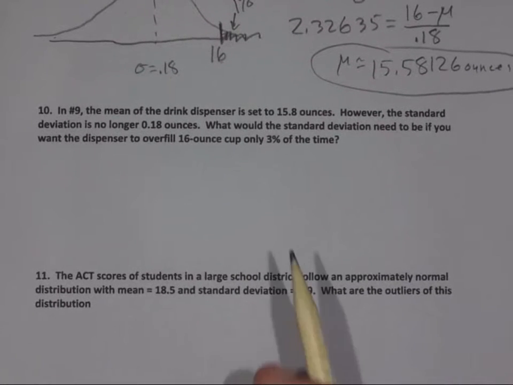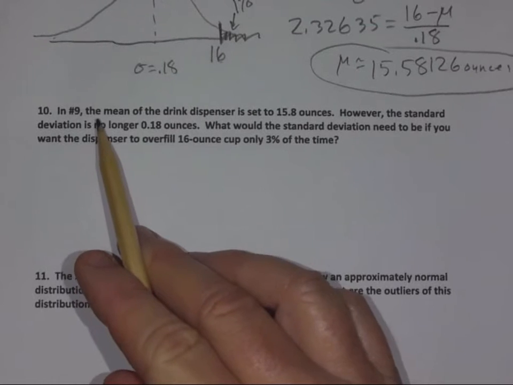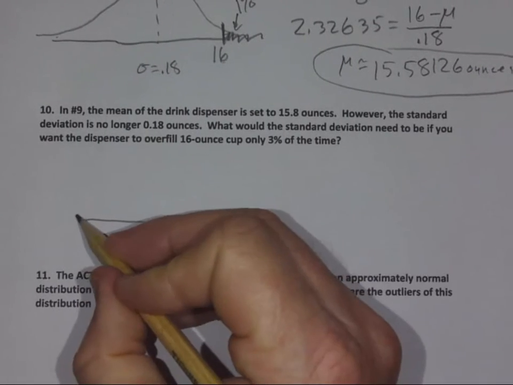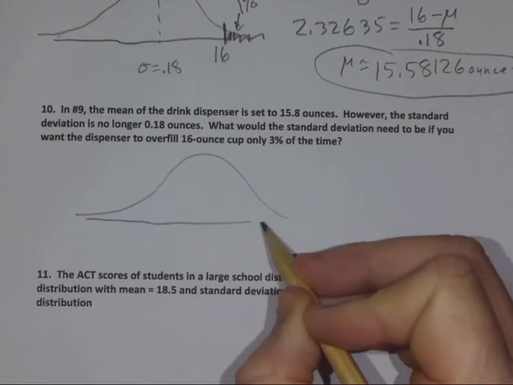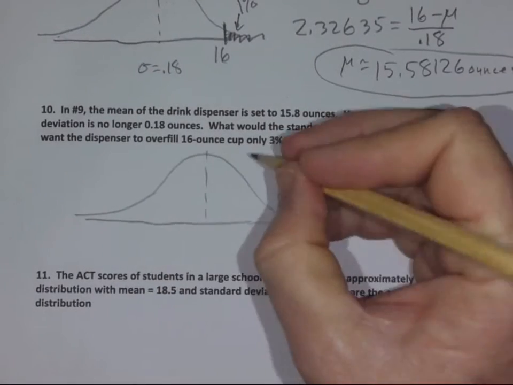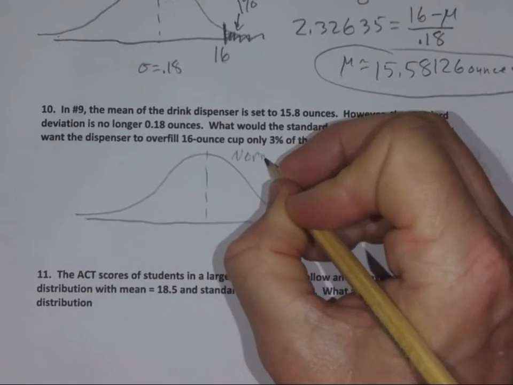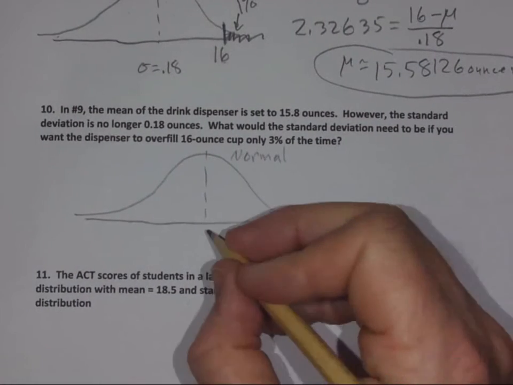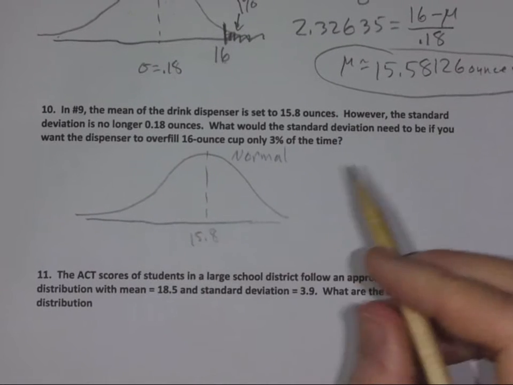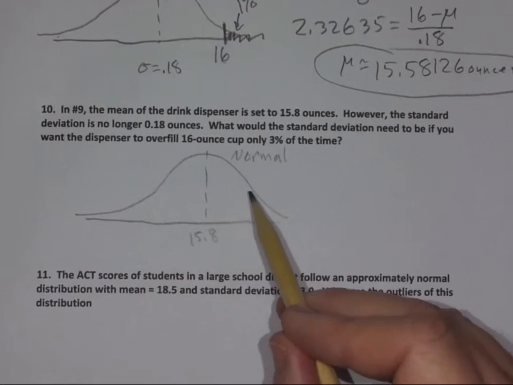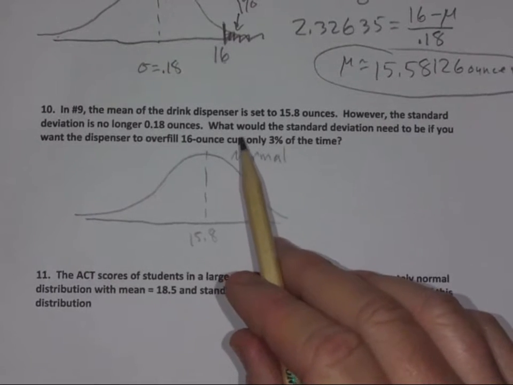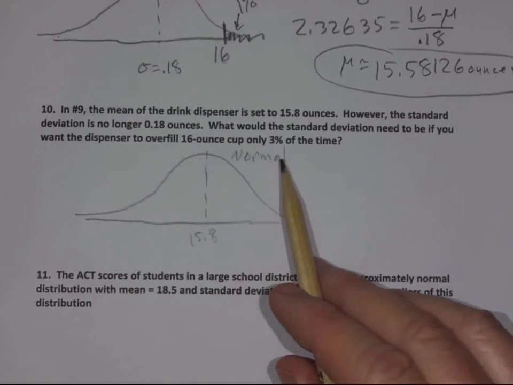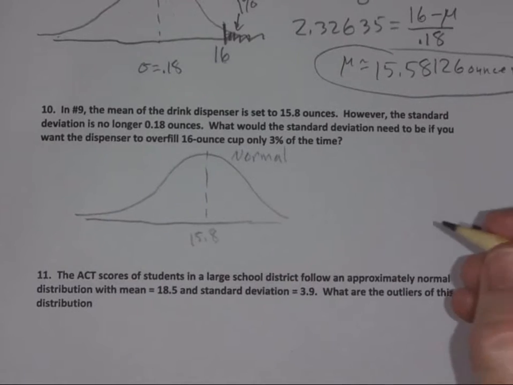And here's another one. So this is, all right, in number 9, the mean of the drink was 15.8. So in this one, we set it to 15.8. Okay, so here we know that the center of this thing is normal. You get in the habit of always labeling your curves, which in this case is normal. So this is at 15.8. However, the standard deviation is no longer 0.18. What would the standard deviation need to be if you wanted the dispenser to overfill 16-ounce cups only 3% of the time? So that's a similar concept.